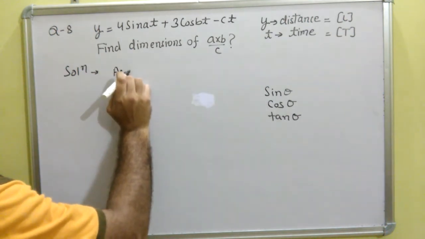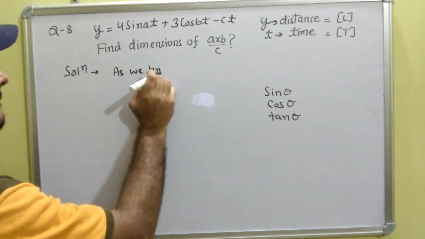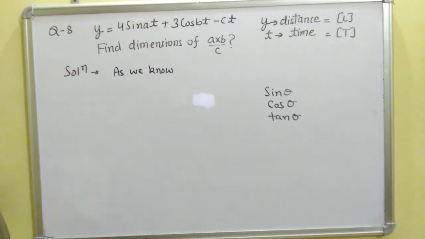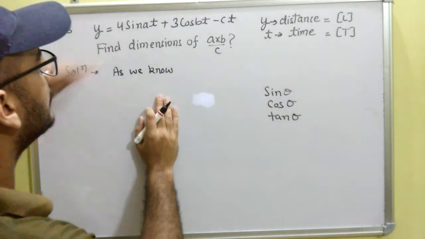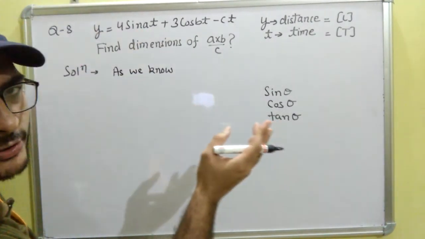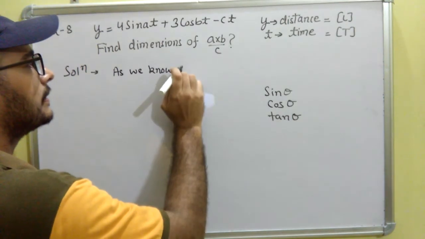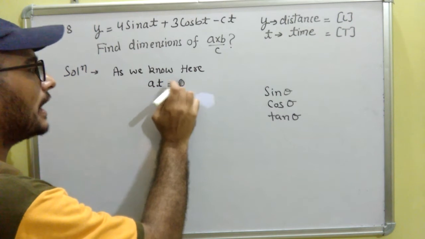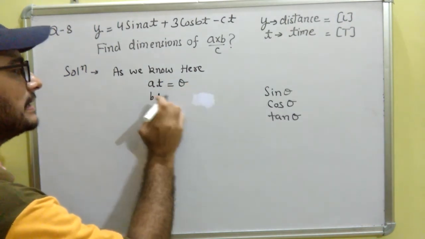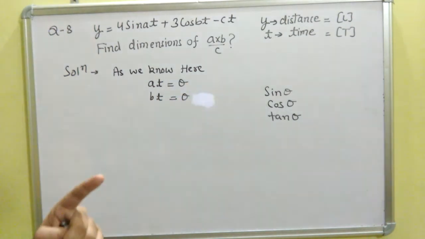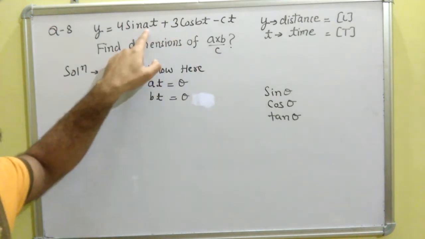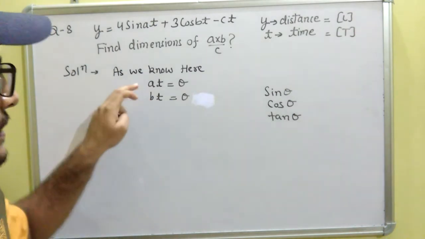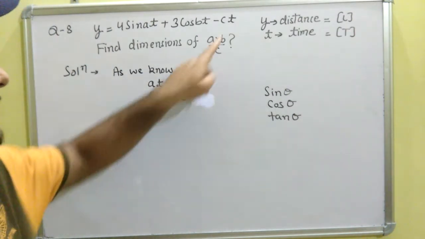As we know, here sin(At), this At is comparable to theta. So we can write here At is equal to theta. Our Bt is equal to theta only, because Bt and At, they are with sine and cos, and sine and cos always carry an angle with them. So these are comparable to each other. Now what is left? Ct is left.